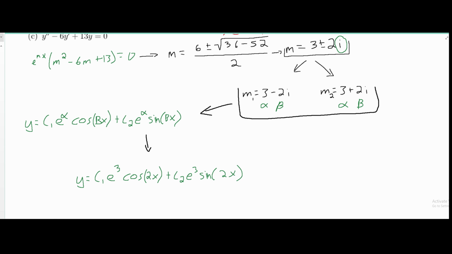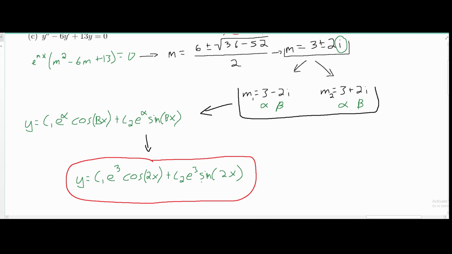So after we plug everything in, also this is supposed to be an alpha, not an x. I made a mistake and wrote x instead of alpha. But after we plug everything in, this is going to be our final answer. That is our general equation.